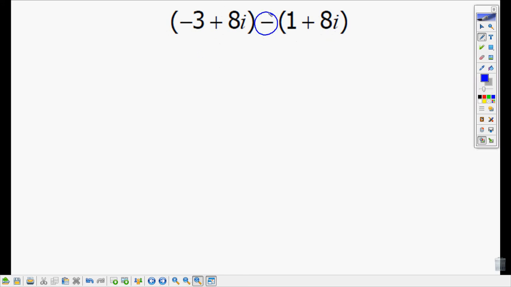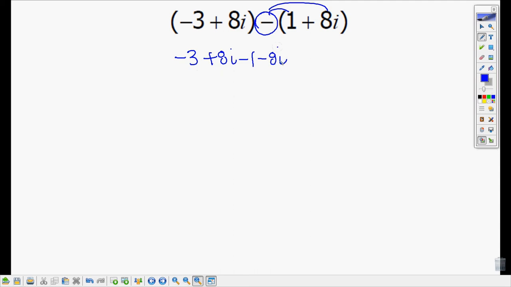Again, this is subtraction. Okay, this is not multiplication. The one thing that's going to get you on this problem is not distributing that negative to both terms. So it's very beneficial to go ahead and distribute the negative. So I'm going to do negative 3 plus 8i. And then a negative times positive 1 is negative 1. A negative times positive 8i is negative 8i.